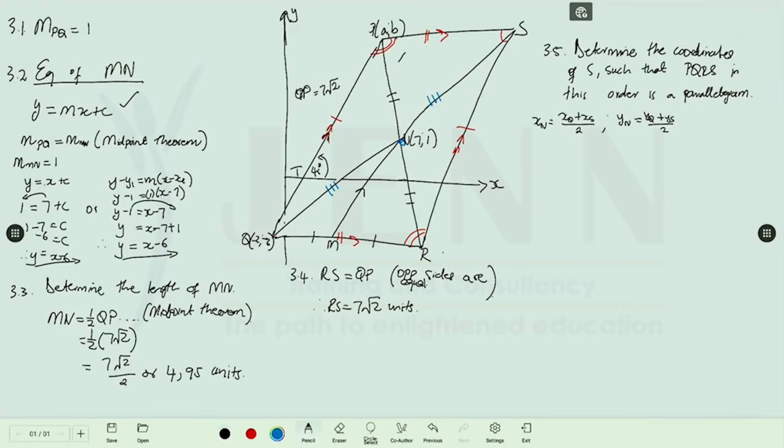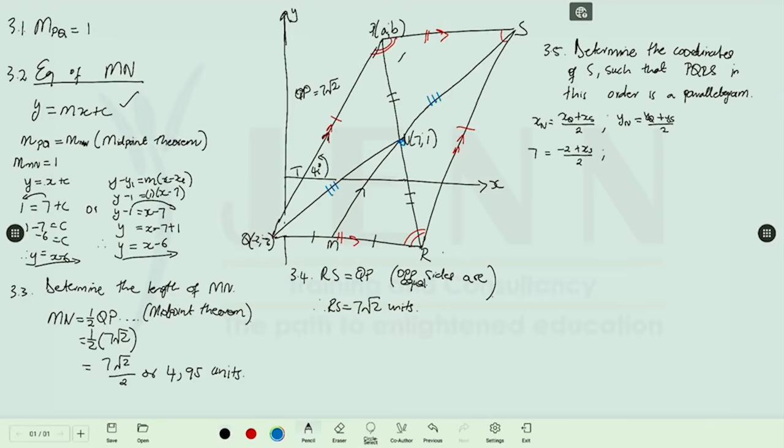Then I go and substitute. What is the x-coordinate of N? That will be 7. So 7 equals the x-coordinate of Q, which is -2, plus the x-coordinate of S. Do I know the x-coordinate of S? I don't have it, I'm looking for it. So it will be my variable, the x-coordinate of S, divided by 2.